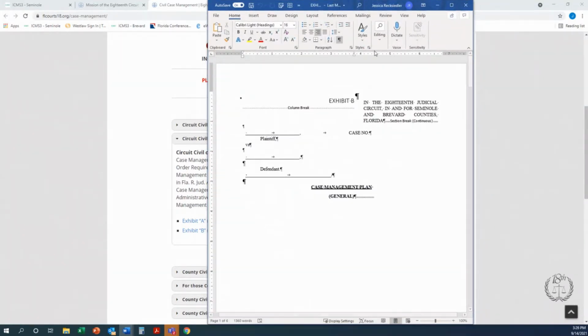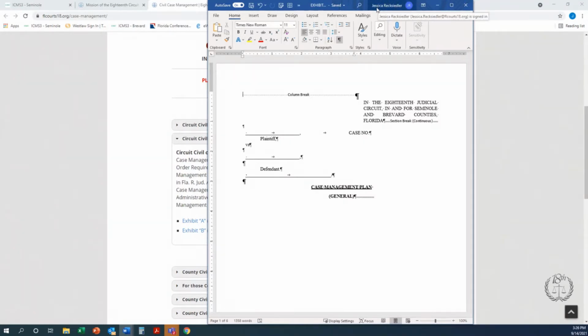Essentially, when you all have to fill out these orders, what I first would like you to do, which believe it or not, some people do not do, is also take the Exhibit B, erase the exhibit. The one thing that is also noted on these orders that everyone needs to make sure and be aware of is that it says in the 18th Judicial Circuit in and for Seminole and Brevard counties, Florida.